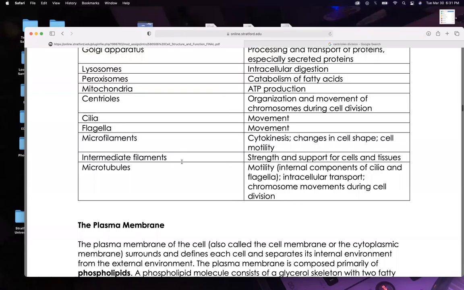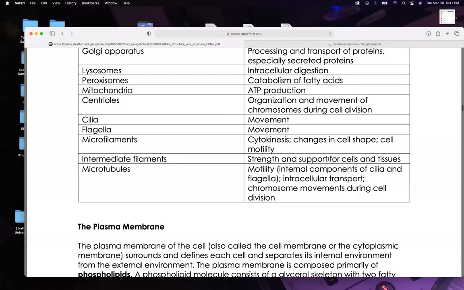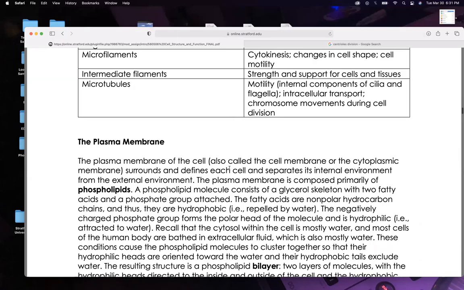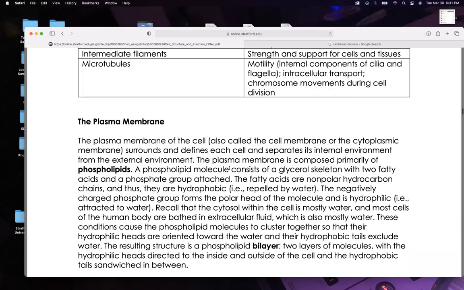Cilia, flagella, those little finger-like projections that are on the outside. Microfilaments, we didn't mention too well. Intermediate filaments. The filaments are those protein chains that I talked about in the cytoplasm, in the jelly. That's what we're talking about, the strength and support. It's kind of like a scaffolding. And they're in the form of microtubules. And microtubules are simply proteins that are kind of like the way your hair is formed. It's proteins that are formed in a tight spiral, and it makes a tube.